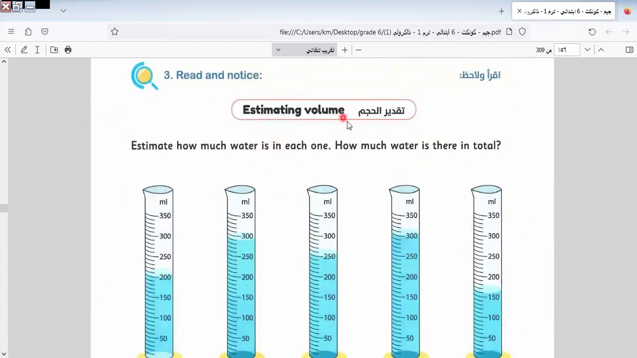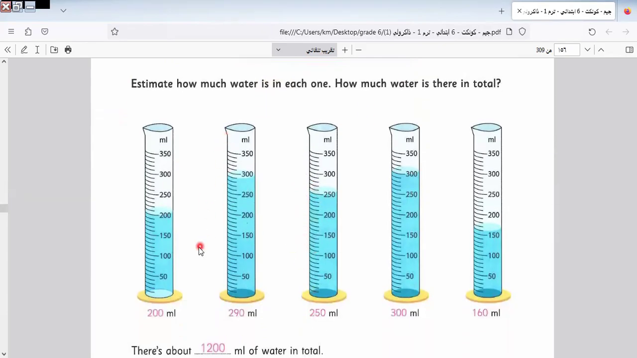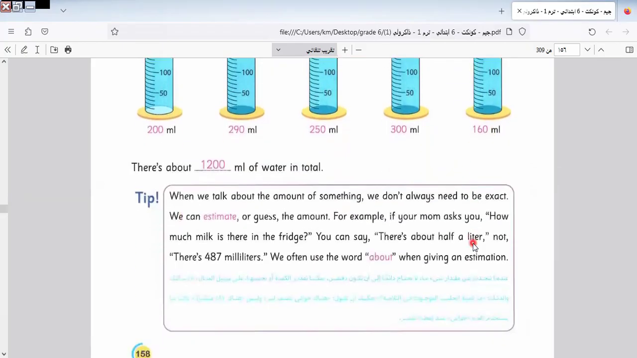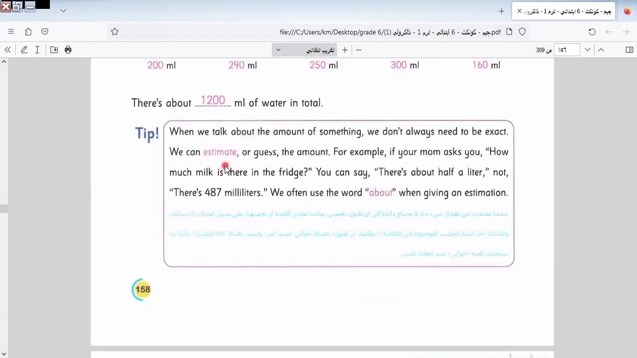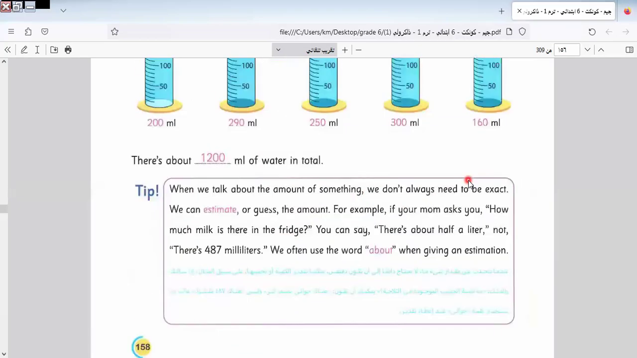Here is estimating volume. I think we took this in science. Here we have 200 millimeter, 220, 290, 250, 300, 160. It's not difficult. When we talk about the amount of something, we don't always need to be exact. We can estimate or guess the amount. For example, if your mom asks you how much milk is in the fridge, you can say there is half a liter. Okay, half a liter means what?